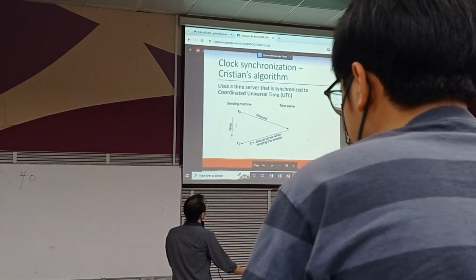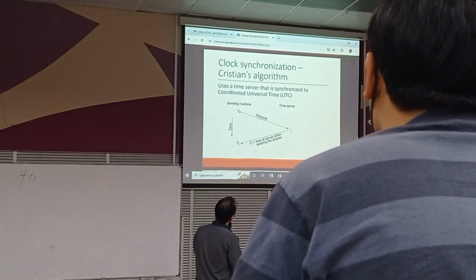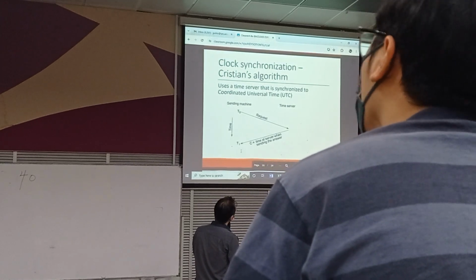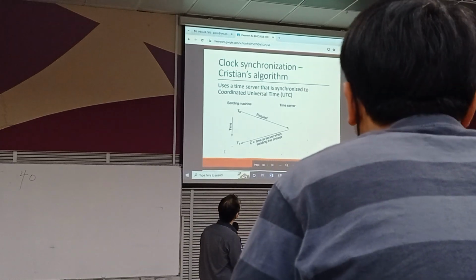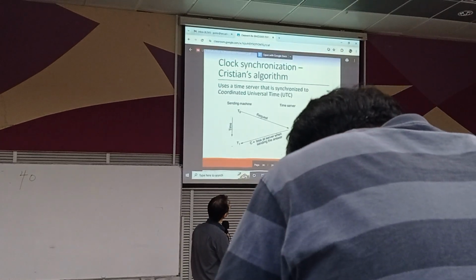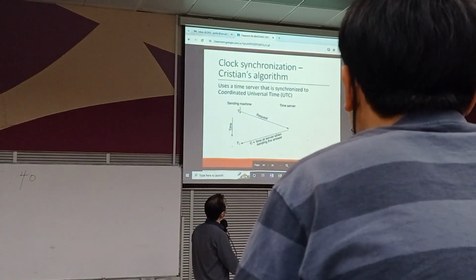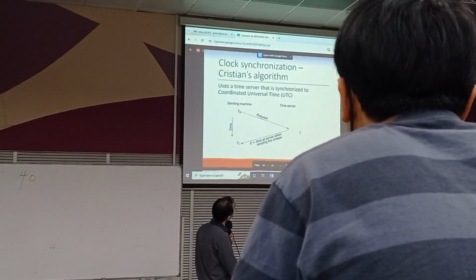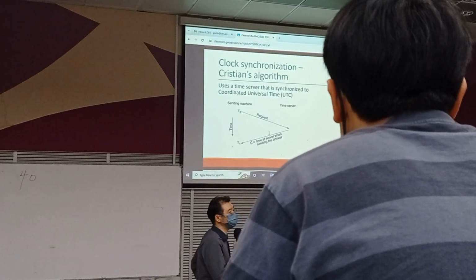Okay. Now, when the server responds with its own time to the sending machine, the sending machine will get the time that is specified by the server. Okay? And then you use that time to update its own time so that now its time is synchronized with the server time. Right? So what is the problem that you see here?